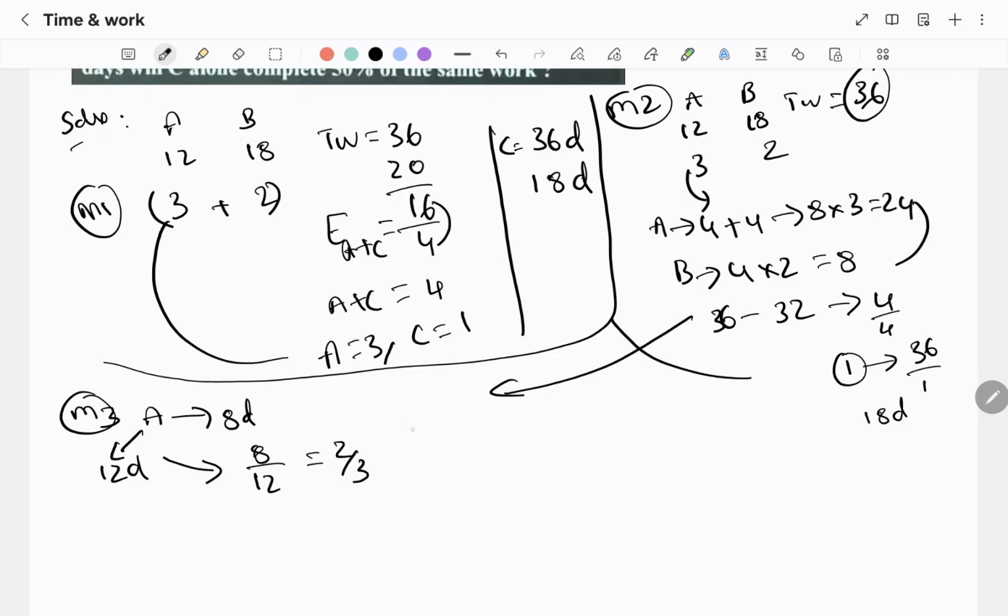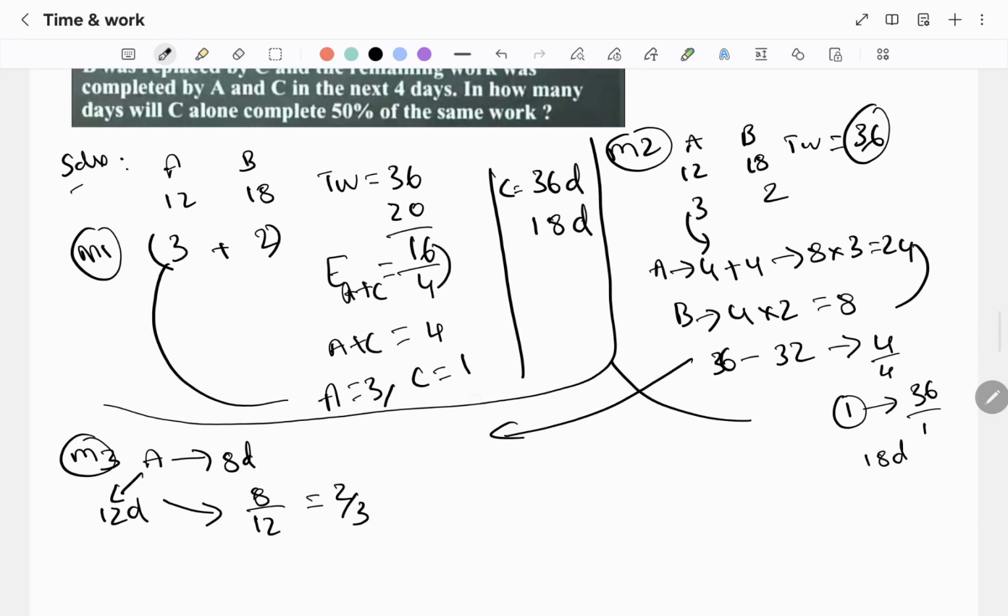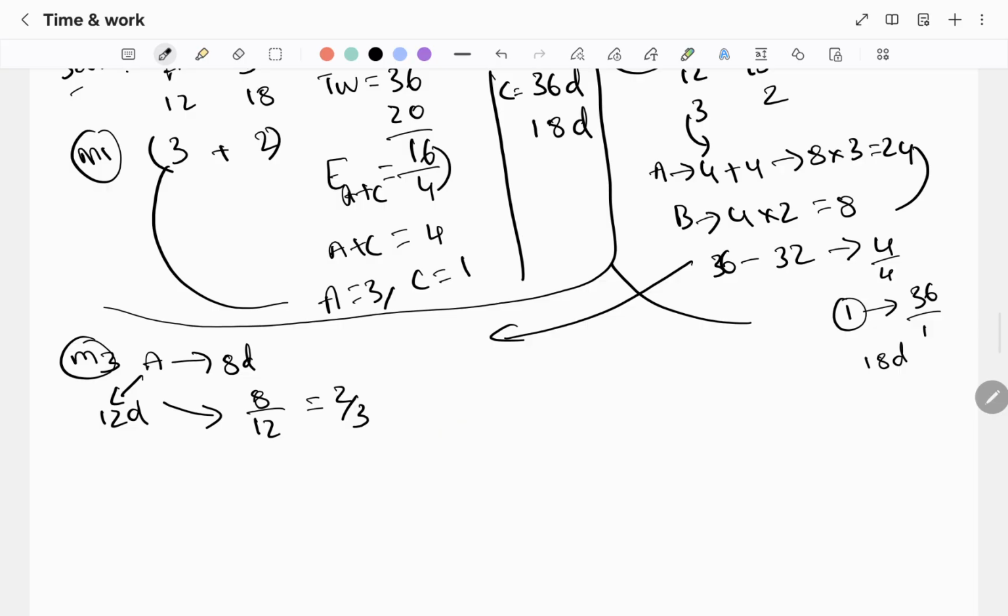A actually can do the work in 12 days, but it worked for only 8 days. Means what fraction of the work is done? 2 by 3. B actually can do the work in 18 days, but it worked for only 4. So 4 by 18, which is 2 by 9.